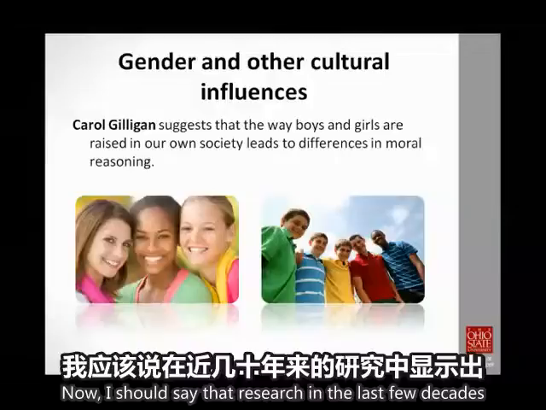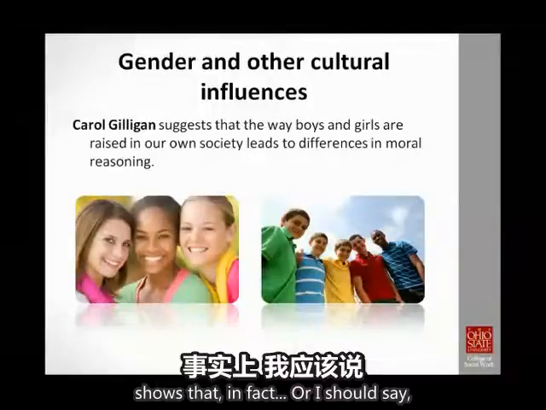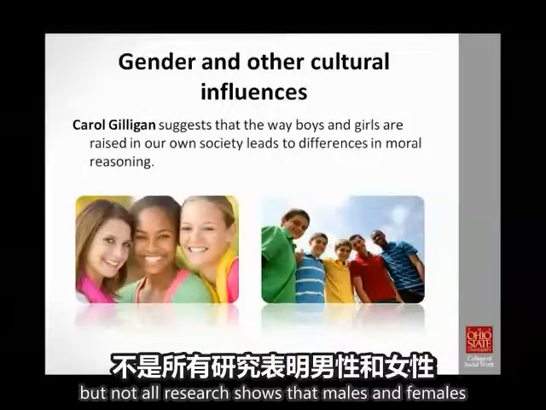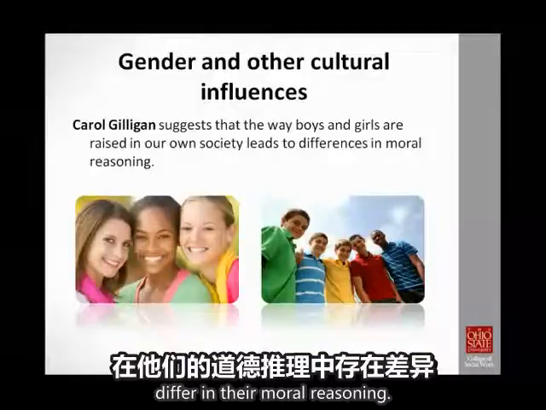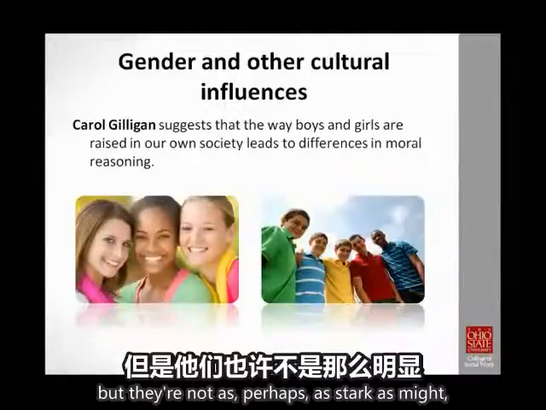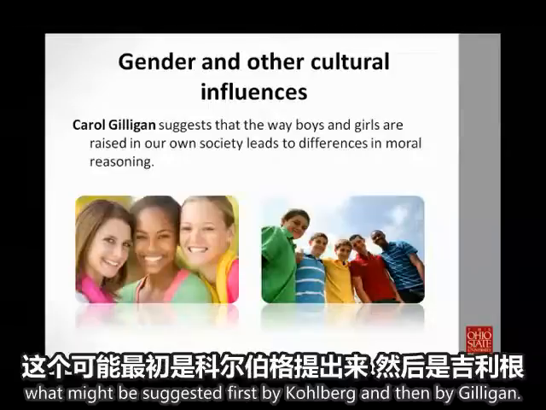Now, I should say that not all research shows that males and females differ in their moral reasoning. There may be some differences, but they're perhaps not as stark as what might be suggested first by Kohlberg and then by Gilligan.